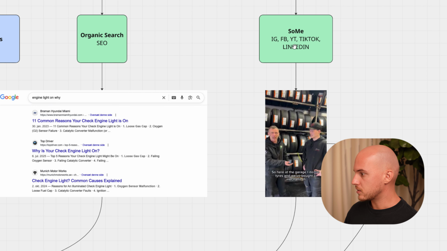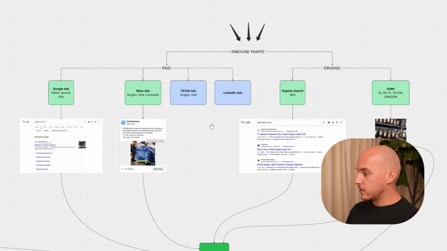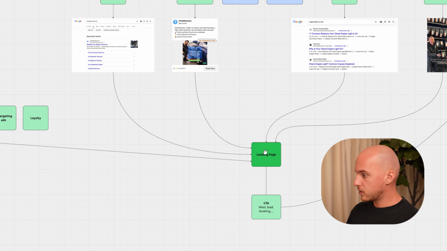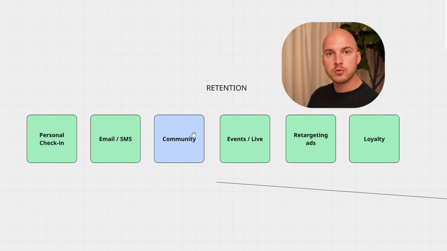Organic search and SoMe, make sure to do those. This is your Instagram, Facebook, YouTube, like the one I'm doing right now. So those are your main inbound traffic sources, categorized like this. And then that traffic goes down to a landing page, but I'm just going to walk you through this one first, because it's one that I see many people forget.